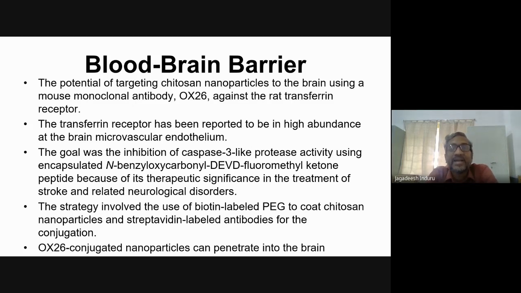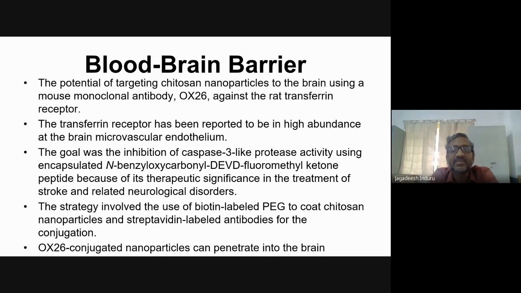Now, we have reached the particular site of the blood-brain barrier and crossed it. So we need a crossing at a specific organ level, that is a specific level 2 targeting. The potential of targeting chitosan nanoparticles to the brain using a mouse monoclonal antibody for carrier mediated transport has already been used against the rat transferrin receptor system to enter into the brain. It was successful. Then it was thought that, as it is receptor mediated delivery, it is considered for brain targeting. The transferrin receptor system has been reported to be in high abundance in the brain microvascular endothelium. So this will be used very much in brain targeting for cancer in the brain. So we are taking this transferrin mediated carrier, which reaches the blood-brain barrier, crosses it, and reaches the internal brain structures.